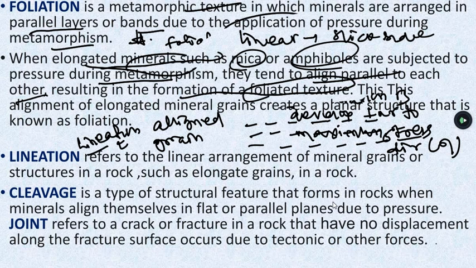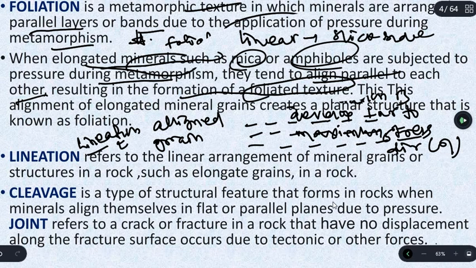Lineation is simply a linear arrangement of the mineral grains, but foliation is the elongation that develops along the foliation plane, aligned parallel to each other. Are you getting my point or no? Simply, or any doubt? Batao. Ruby, now are you clear or any doubt? Batao.